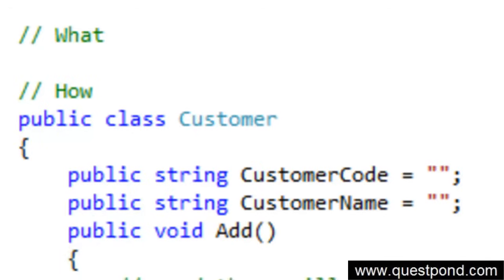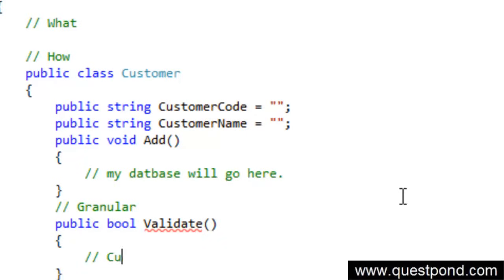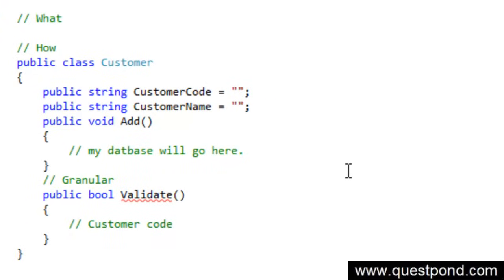So for that I'm going to talk more granular and define more granular methods here. One method I would like to define is validate. This validate method will validate the customer code and customer name. I will not write the code at this moment, but this validate method is responsible for validating the customer code and customer name. The validation can be anything at this moment. It can be a null check, it can be a length check, whatever it is, but this method will be responsible for validating the customer code and customer name.